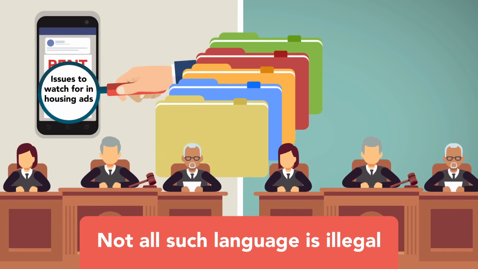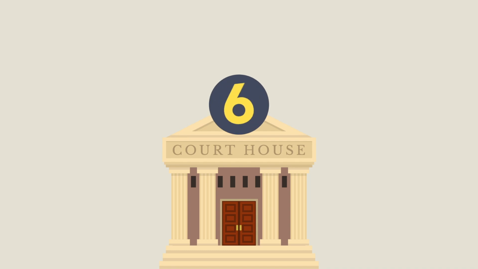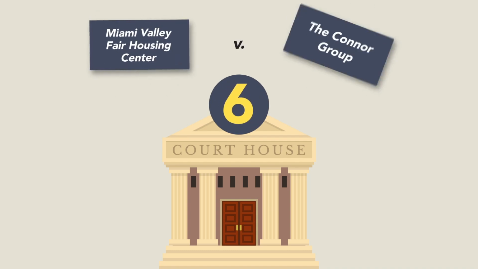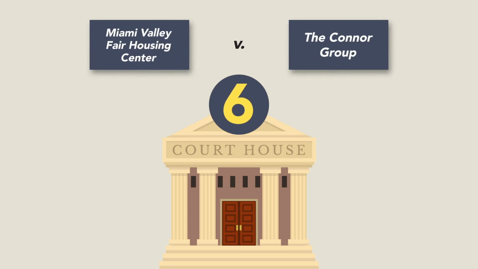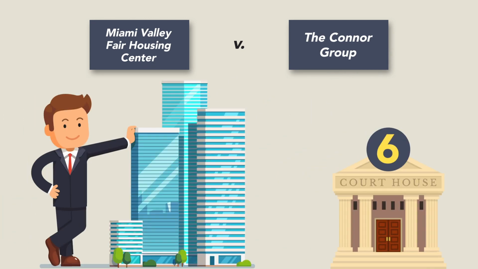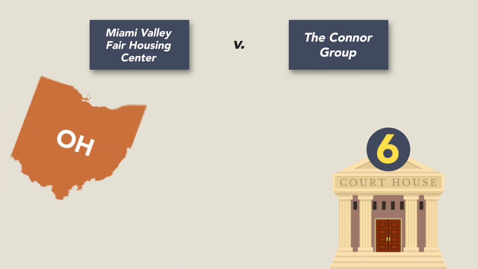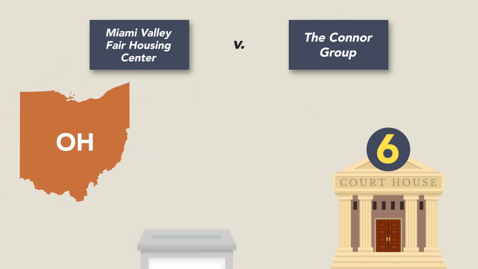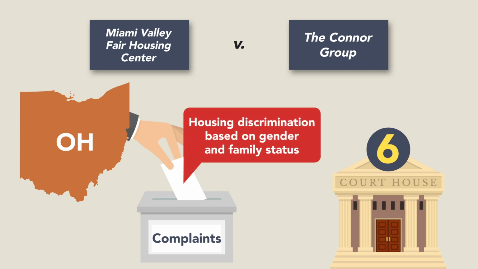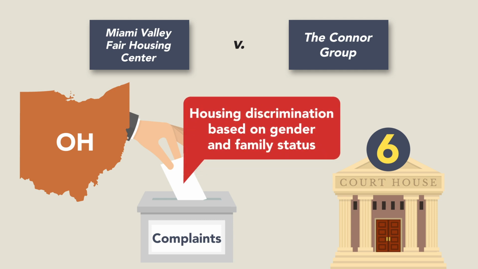The Court of Appeals for the Sixth Circuit dealt with this issue in Miami Valley Fair Housing Center versus the Connor Group. The defendant advertised an apartment unit: "Our one-bedroom apartments are great bachelor pads for any single men looking to hook up." An Ohio-based fair housing organization brought a complaint against the defendant alleging housing discrimination based on gender and family status.